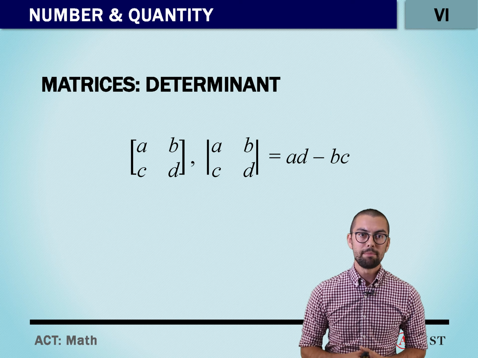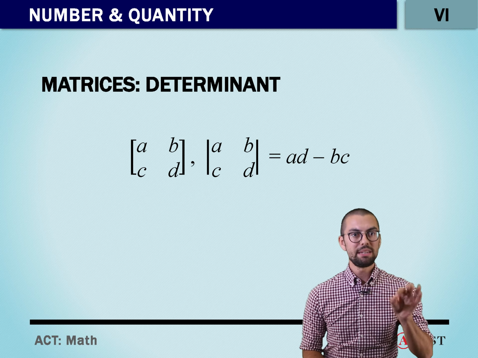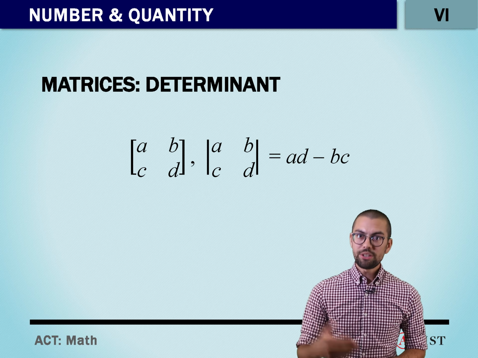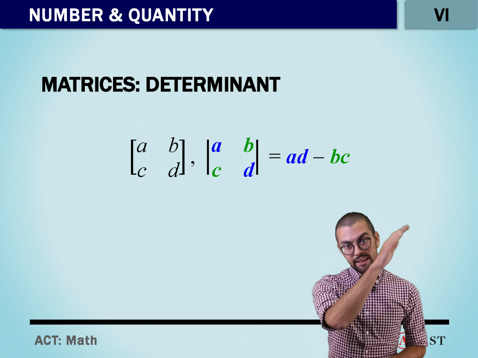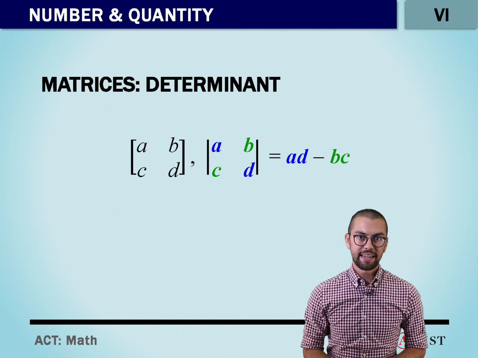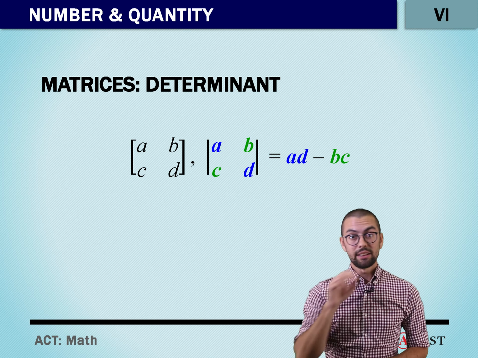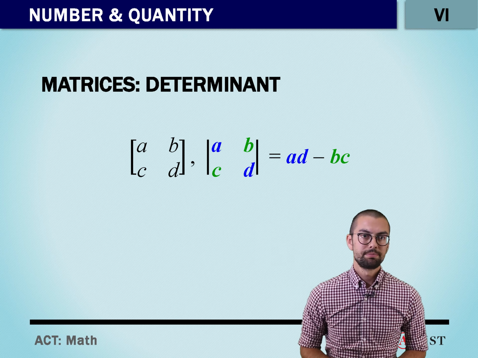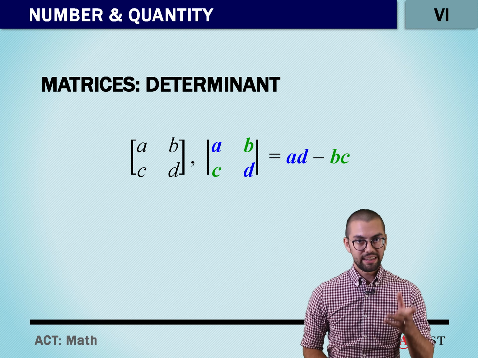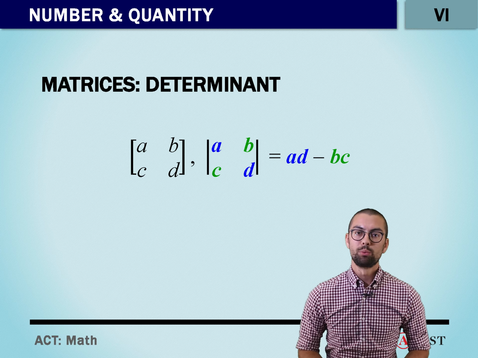If we have this matrix, A, B, C, D, again, first row A, B, second row C, D, all we do is multiply across what we would call the major diagonal, and then multiply across what we'd call the minor diagonal, and subtract those. The major diagonal goes upper left and lower right. The minor diagonal goes upper right and lower left. So the formula becomes AD minus BC. Remember that formula? It's really not so bad.